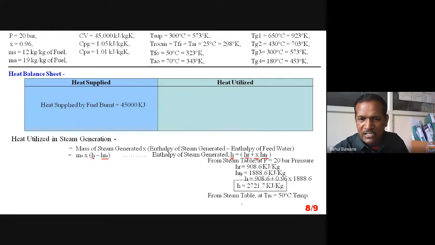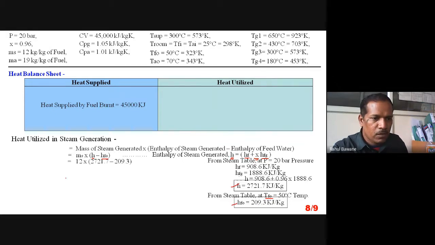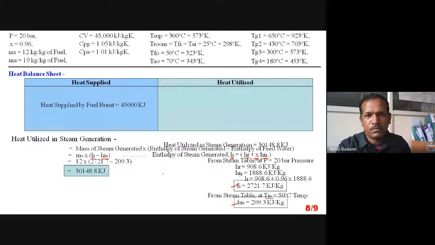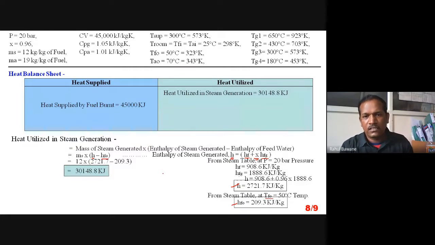From the steam table itself, with respect to the feed water temperature to boiler of 50 degrees centigrade, we find out what is HF. So that is 209. So from the steam table we get the value of these two. Put the values here. Mass of steam generated per kg of fuel is 12. So we come to know that 30148.8 is the heat utilized in steam generation.